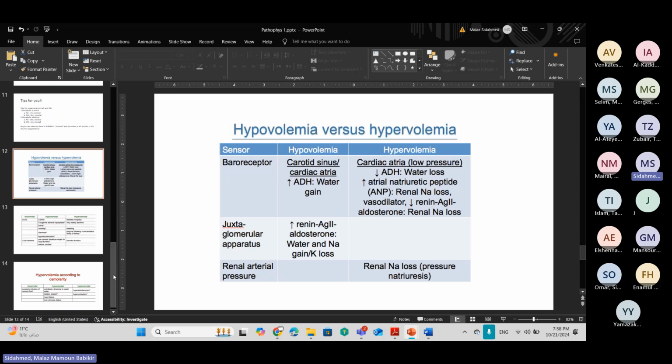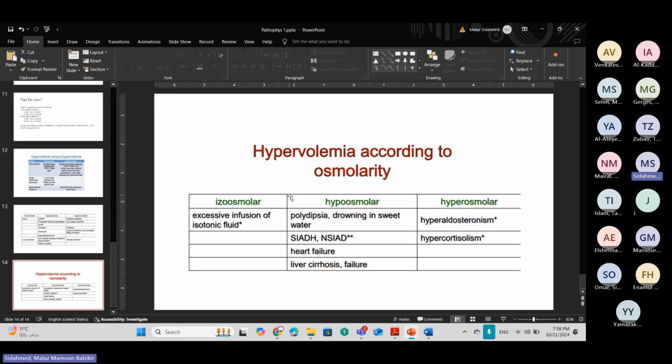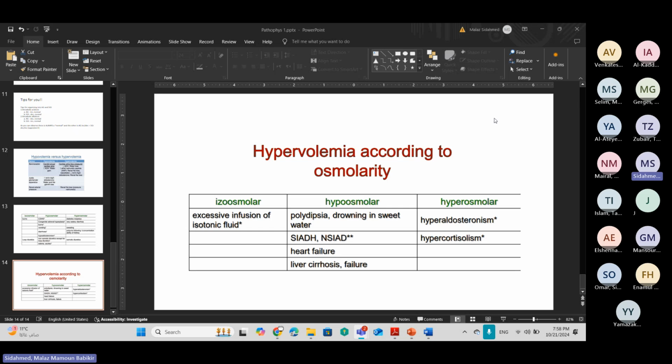If we go to hypervolemia according to the etiology, please remember this table. This table will save your life. I think if you know it by heart, it will save you so much time during the test. And I know there isn't much time during the test, so put in the effort to memorize it. Of course, understand it, but memorize it as well.